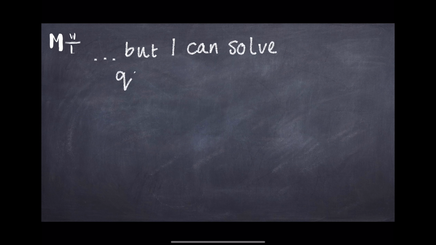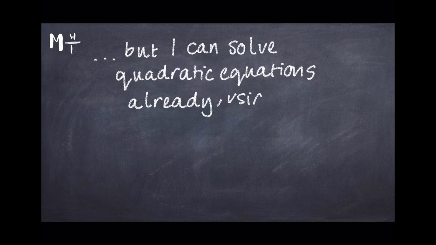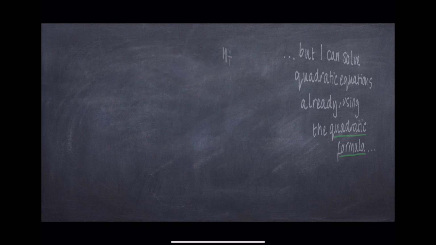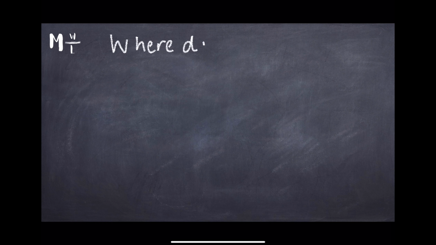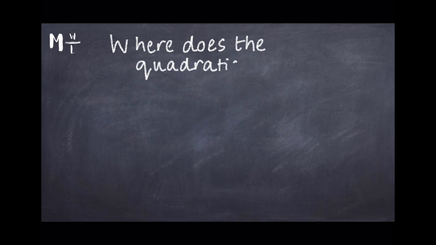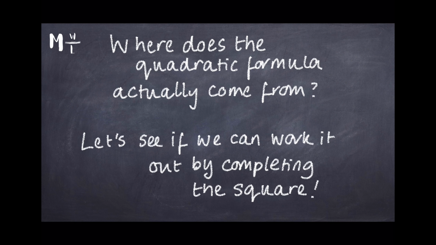So you might still be wondering why you'd actually be asked to solve quadratic equations by completing the square, when you could just use the quadratic formula. Well, it turns out the quadratic formula is actually derived by completing the square of a generic quadratic equation, ax squared plus bx plus c. So, let's look at this now.